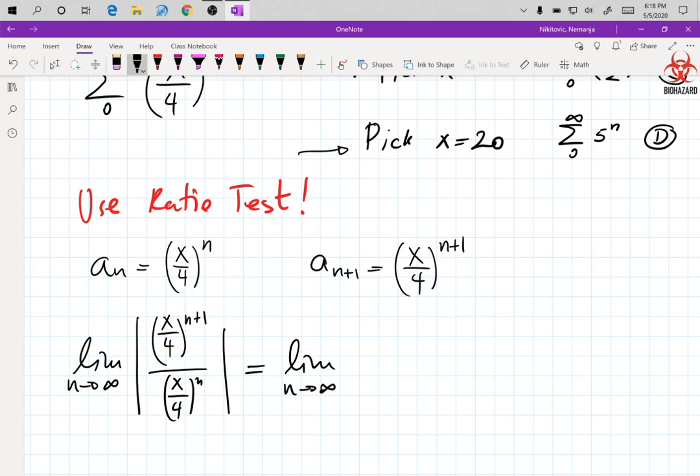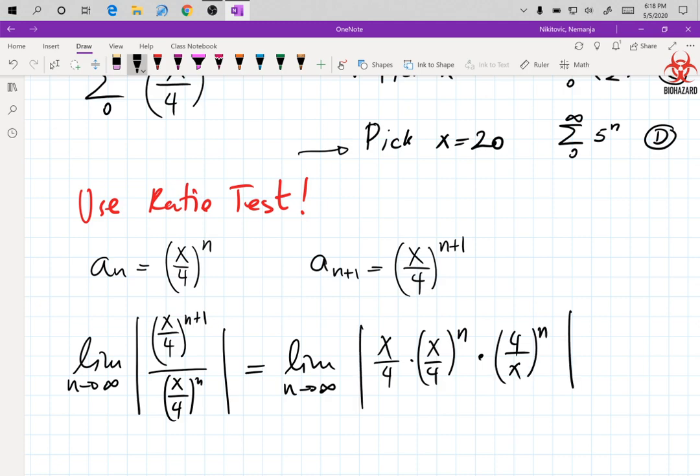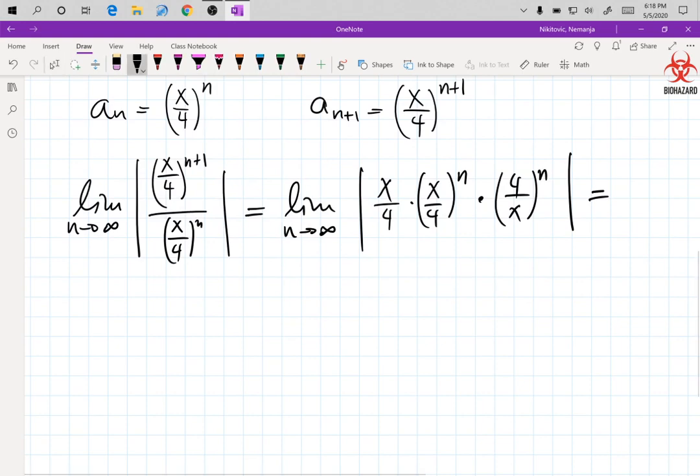So now we're going to have x over 4 times (x over 4) to the n times 4 over x to the n, in absolute values. The bottom one goes as a multiplication, right? And it flips. That's the way you divide by a fraction. So that's basic algebra. Limit n goes to infinity.